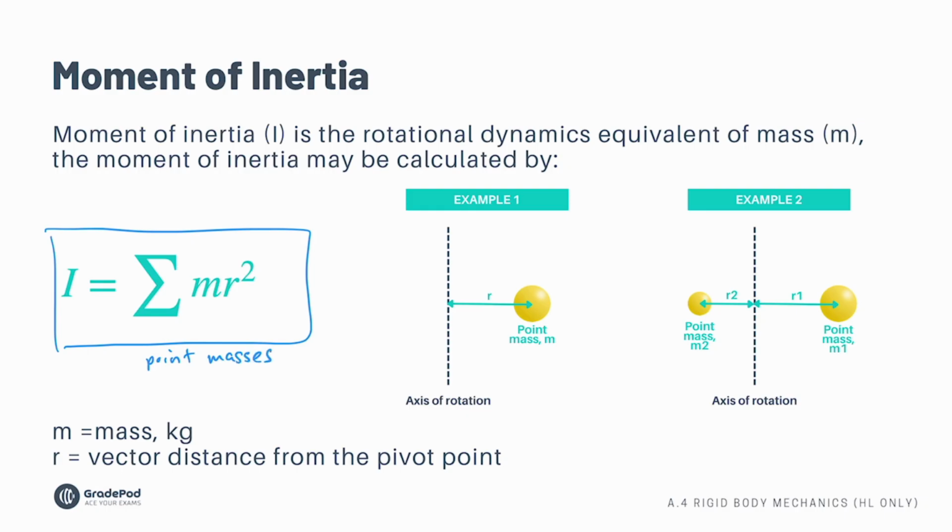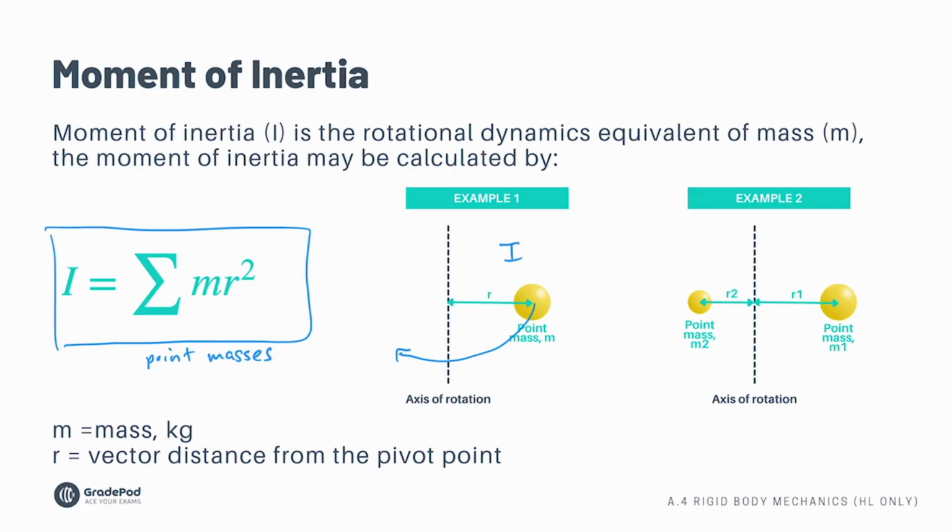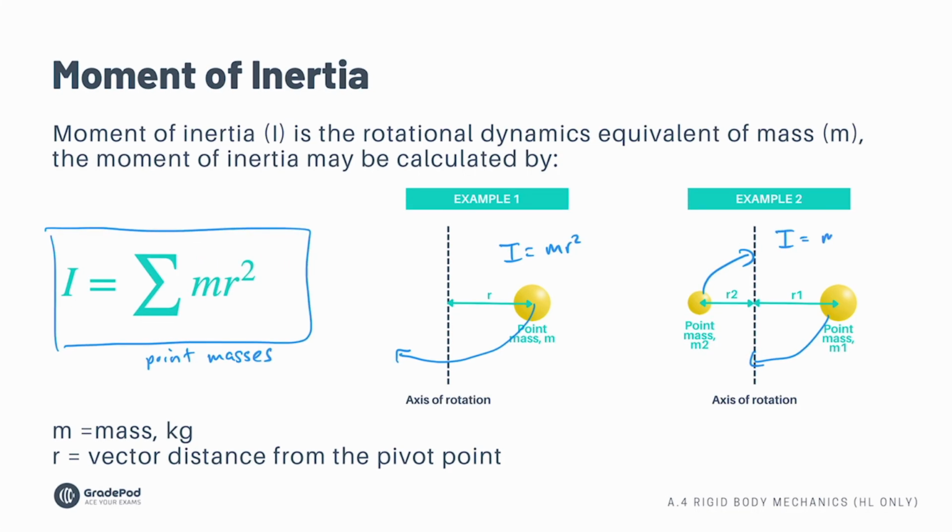masses. So for example 1, we have a point mass that's rotating around this axis. So the moment of inertia for this system would be mr². For example 2, we have two masses rotating around this axis. So the moment of inertia for this would be m1r1² plus m2r2². And you can see that that's how you would calculate the moment of inertia for a series of point masses going around an axis.